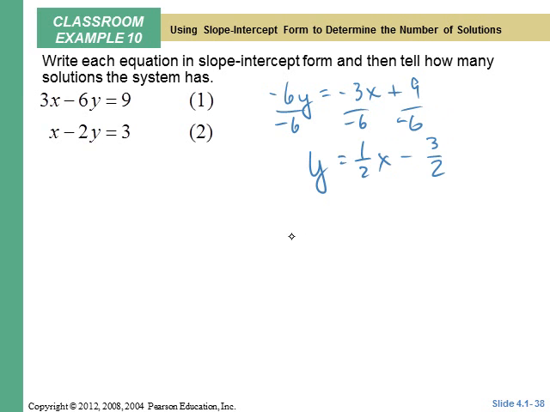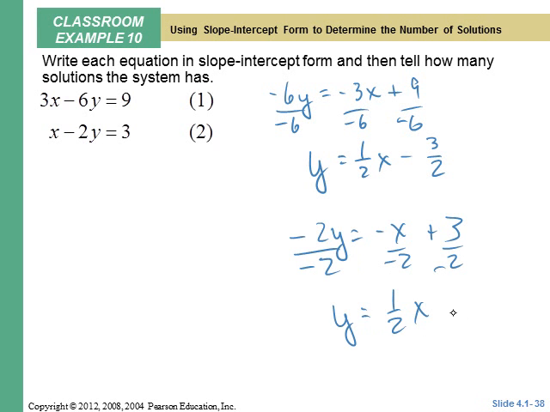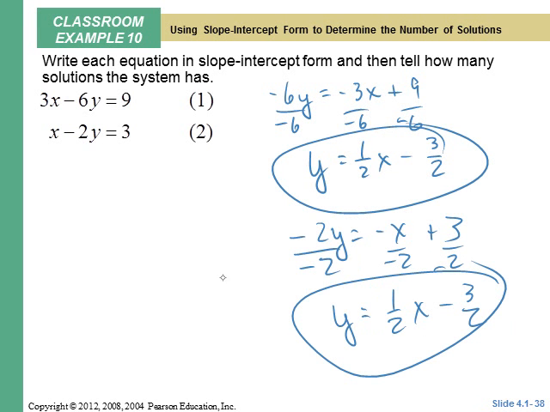Second equation solved for y. We get negative 2y equals negative x plus 3. Divide both sides by negative 2. And we get y equals 1/2 x minus 3/2. Notice these two equations are the exact same, and we would say there are an infinite number of solutions.